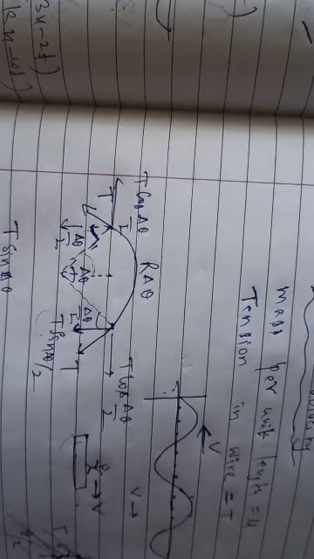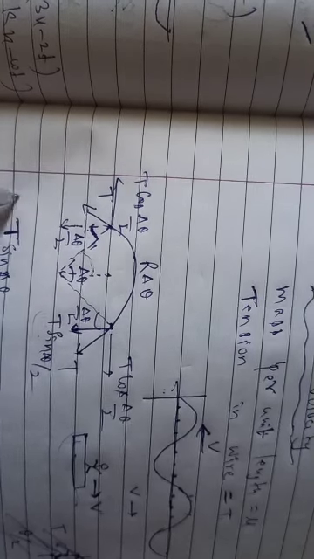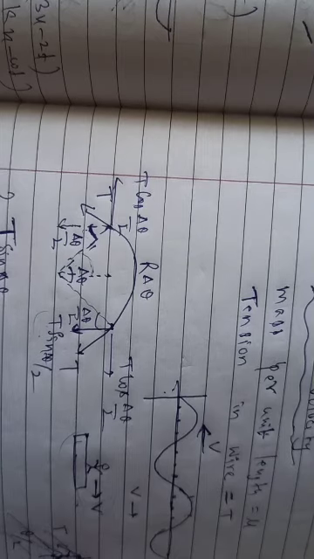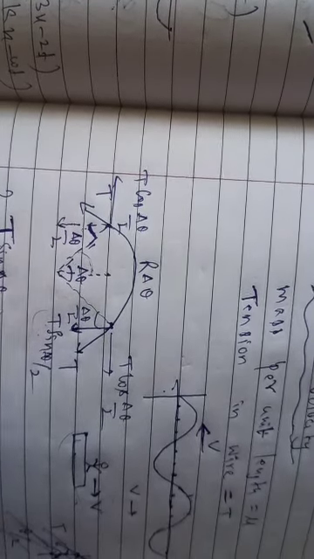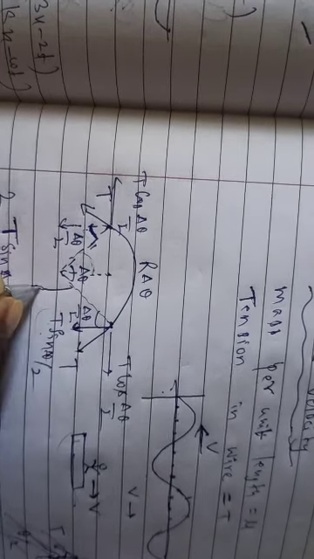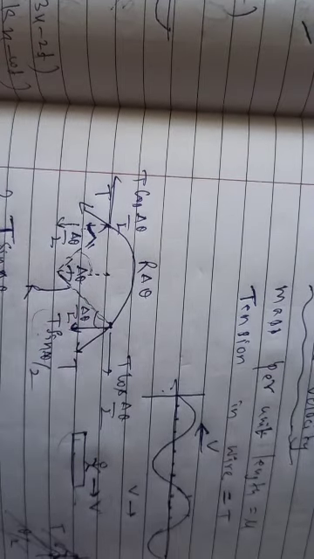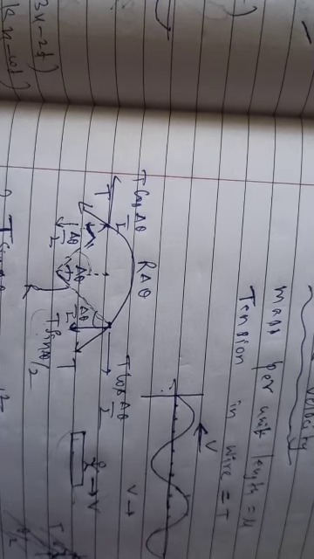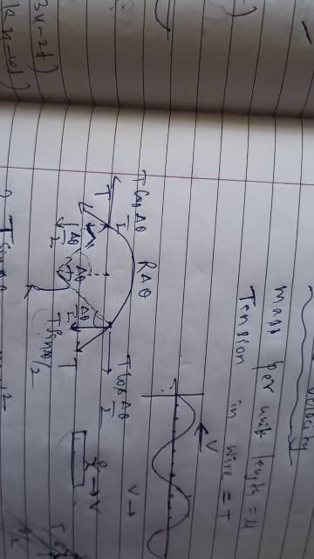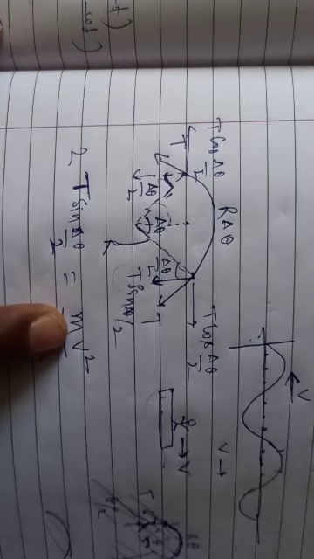And the vertical components, T sin(Δθ/2) and T sin(Δθ/2), will add up, and the total force will be 2T sin(Δθ/2). That is the centripetal force, because the whole thing is moving in a circle. This radius is r, and this force should be equal to mv²/r. We know that the mass is the mass of this whole length.